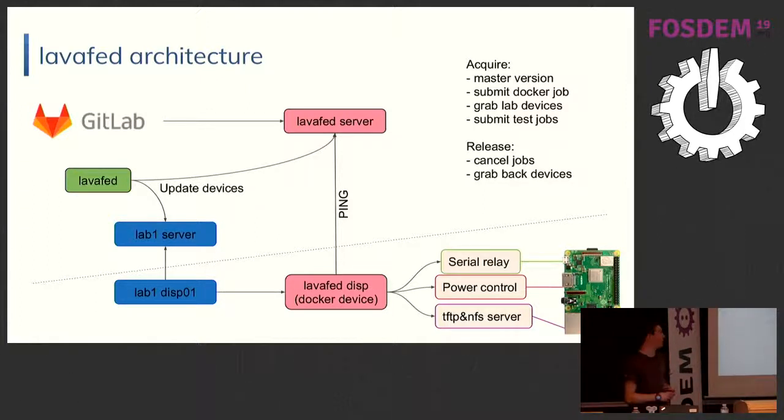And then I'm asking for the configuration. I'm asking the Lab 1 server, can I have your configuration for the Raspberry Pi? And I'm copying everything on my own server. So I know how to configure my dispatcher, connecting in their network, to use their boards. And I ask the lab server to say, now the board is offline for you, you should not use it. And my LavaFed server will now see the board available and will use it. So I submit jobs on my server, and it will run using my dispatcher on their board.